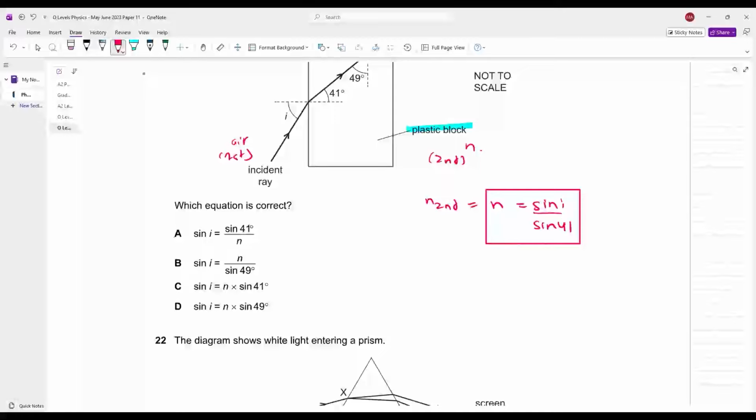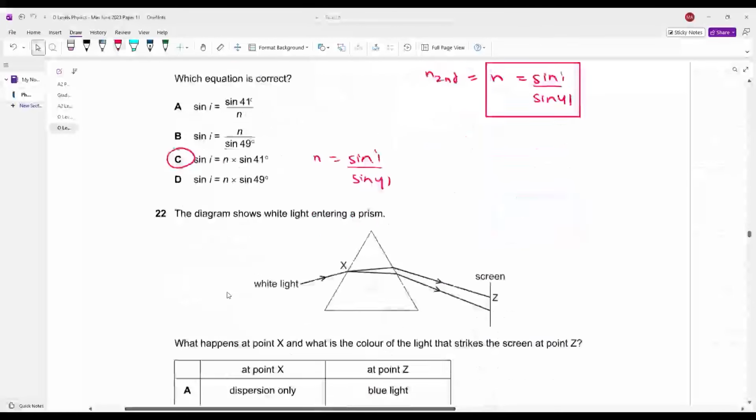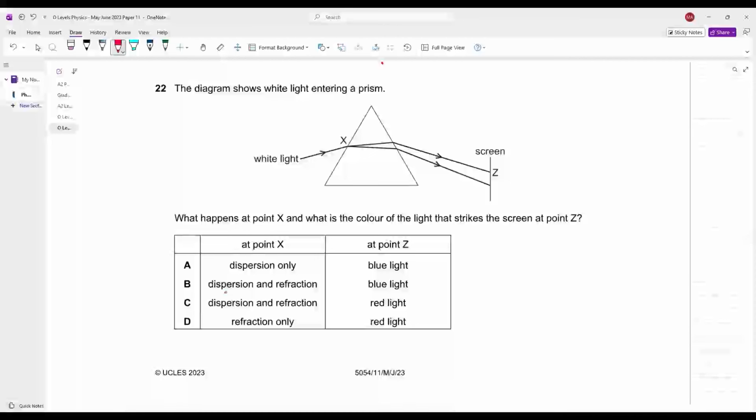हाँ, अगर आप ऑप्शन C को एनालाइज करो, sine 41 को नीचे ले जाओ, N is equal to what? Sine I over sine 41. 21 का आंसर है C. सिंपल. आगे बढ़ते.